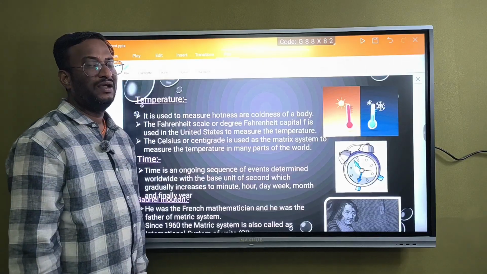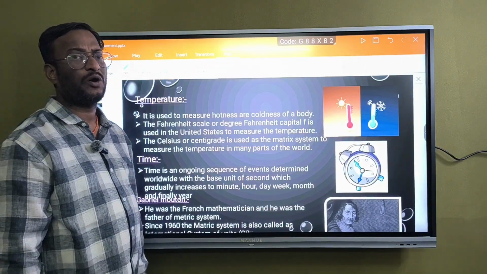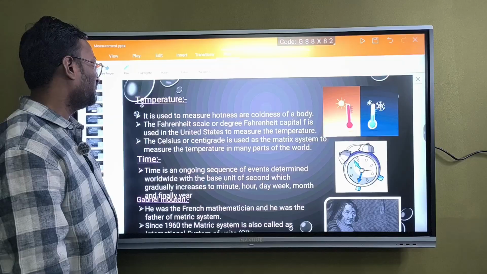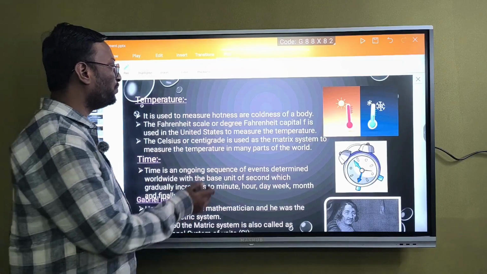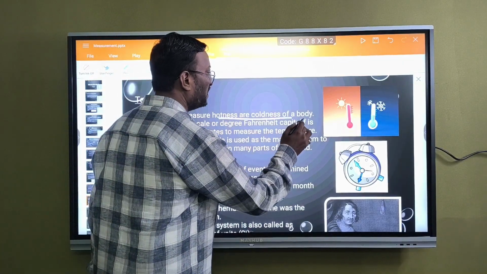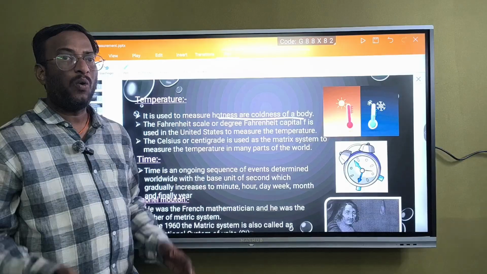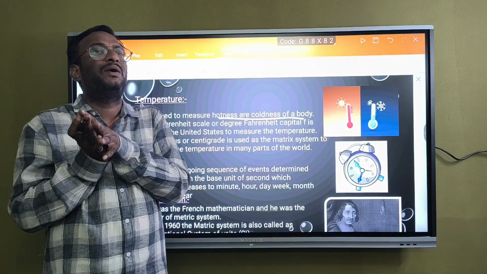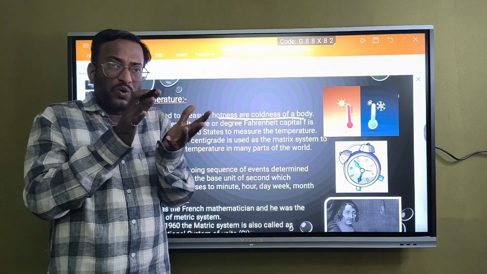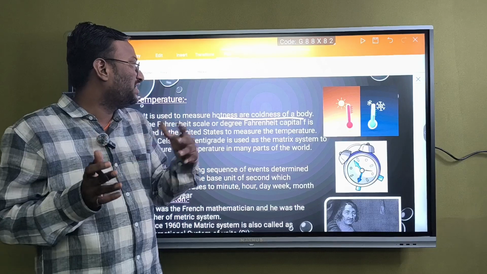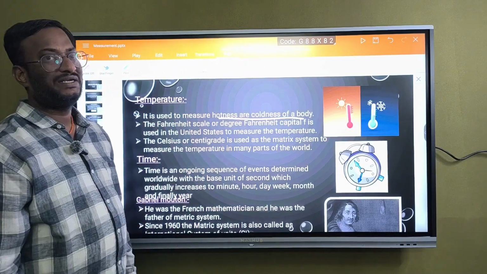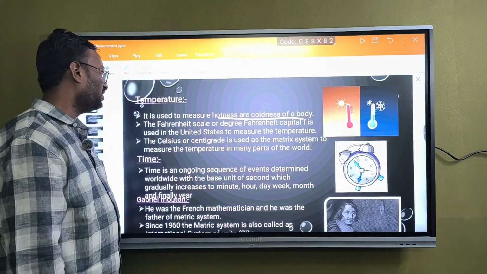Now we go for temperature. The next topic is temperature. Temperature is used to measure the hotness or coldness of a body. How hot the body is, or how cold a body is, that will determine what is known as the temperature of that particular body.